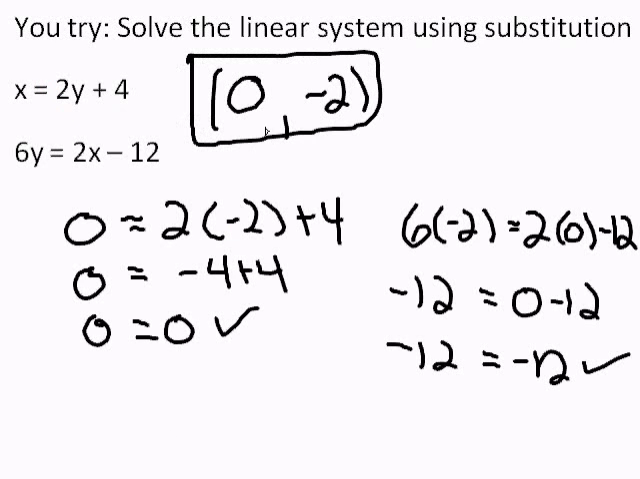I checked the solution of 0, negative 2 in both of the equations and found that I had a true statement at the end of both equations. In other words, 0, negative 2 does check out, so it is indeed a solution to our linear system.